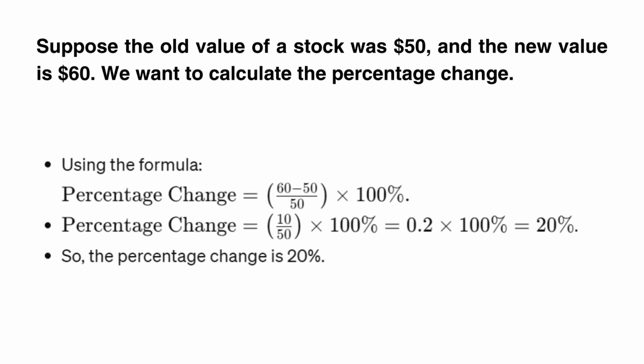Using the formula, percentage change equals the new value $60 minus the old value $50, over the old value $50, multiplied by 100%. Now 60 minus 50 equals 10, so the equation becomes 10 over 50 multiplied by 100%. So 10 over 50 is 0.2, multiplied by 100%, so the percentage change is equal to 20%.